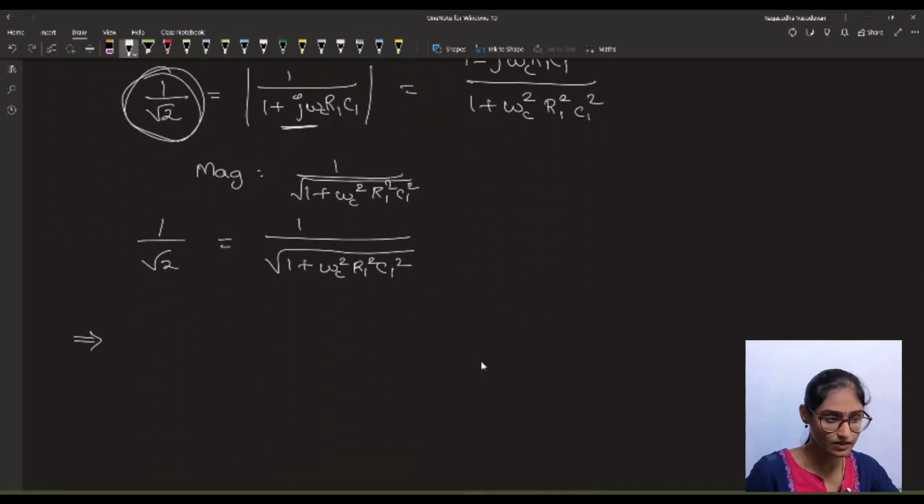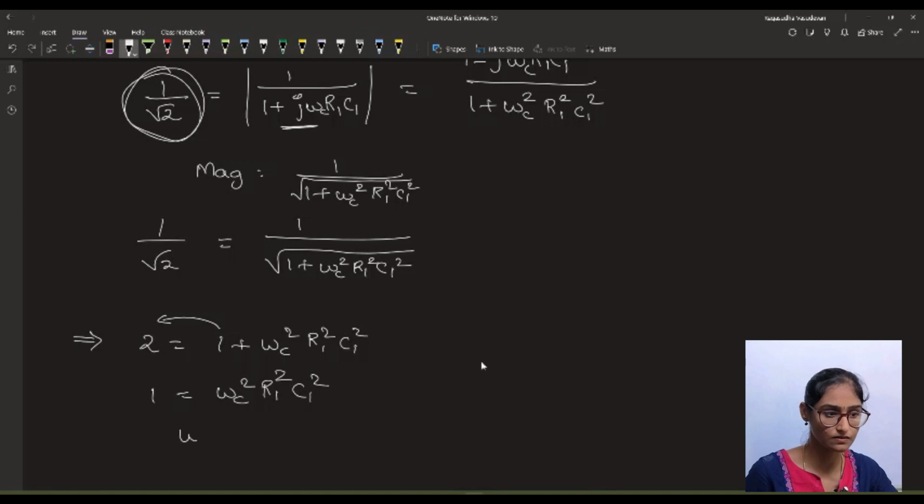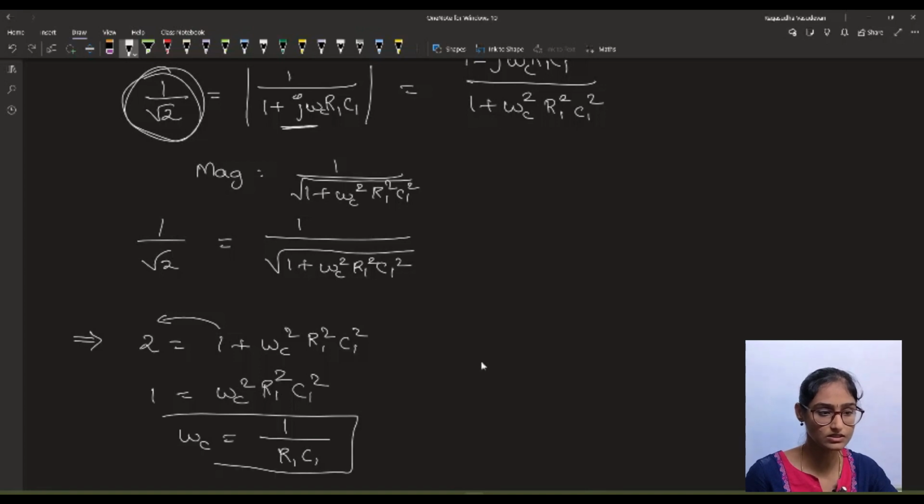So this implies that 2 is equal to 1 plus omega c square r1 square c1 square. So I am taking this 1 to that side. So 2 minus 1 is 1. 1 is equal to omega c square r1 square c1 square. So what is omega c? 1 divided by r1 into c1. This is the cutoff frequency of a low pass filter.